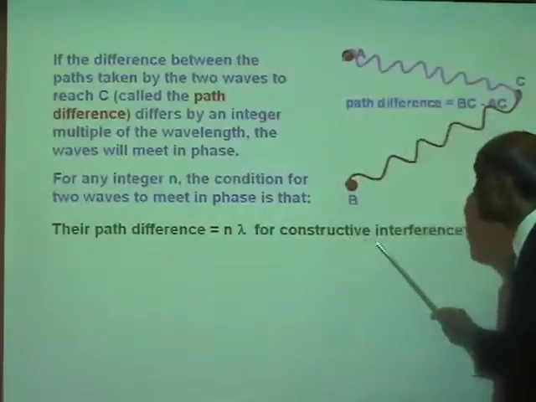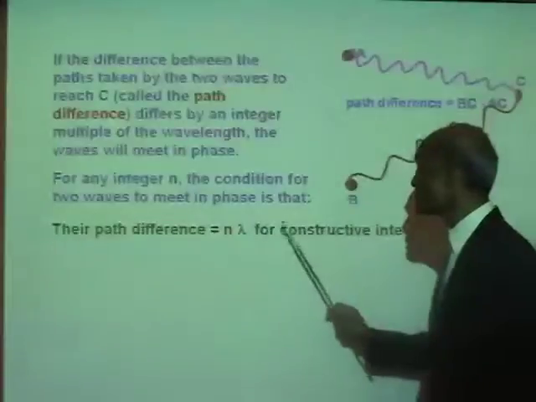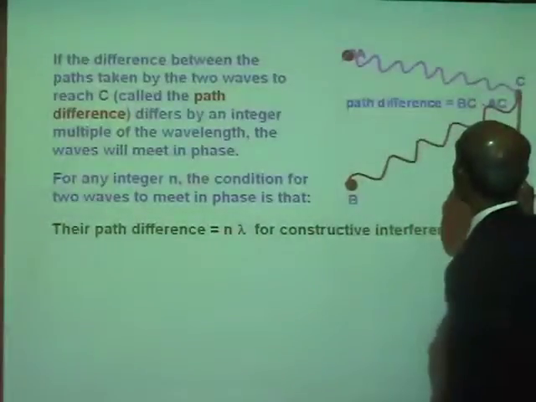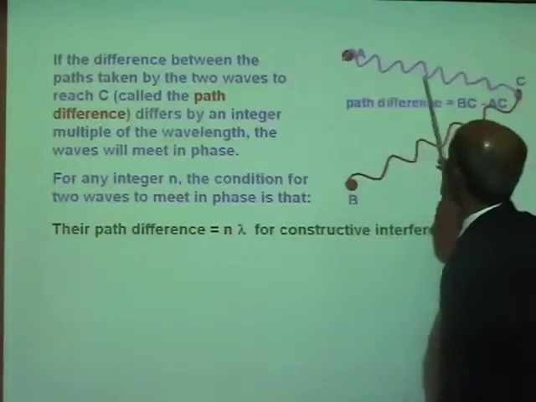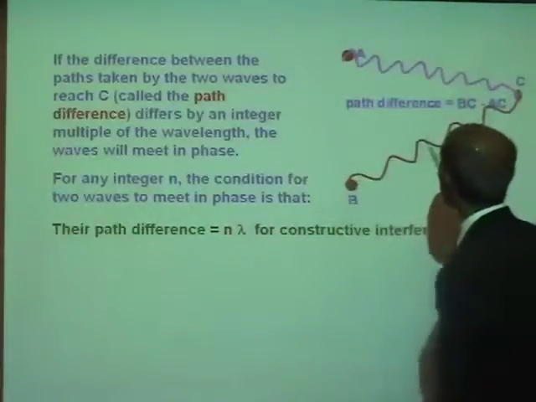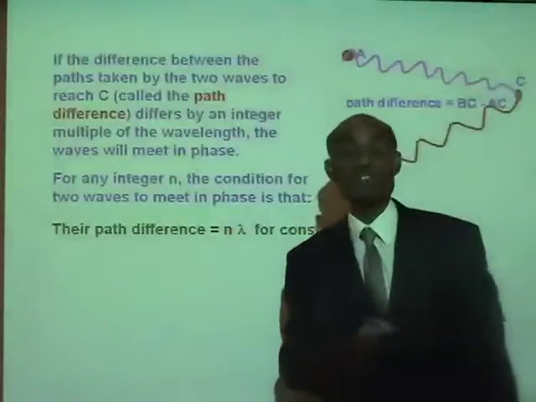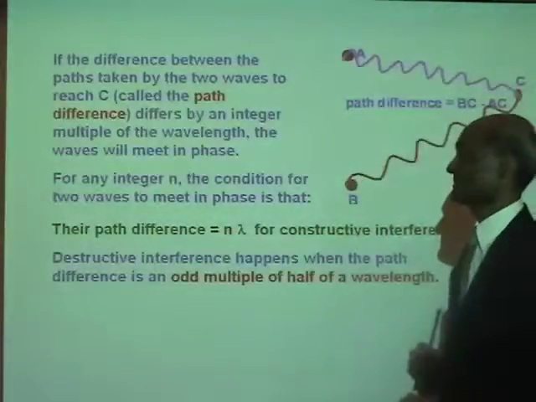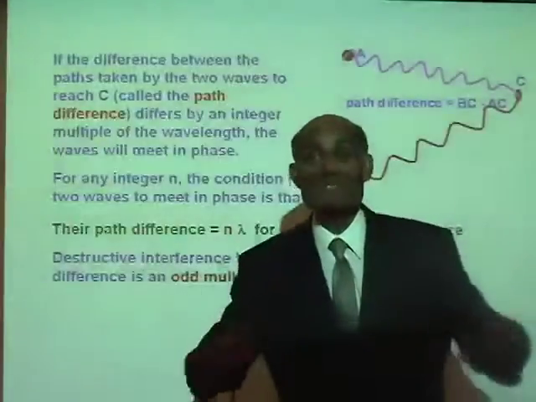Then constructive interference will happen. So once again, the condition for constructive interference to happen at C is that the path difference between waves coming from the two sources must be an integer multiple of the wavelength. In that case, tell me, when will the destructive interference occur?